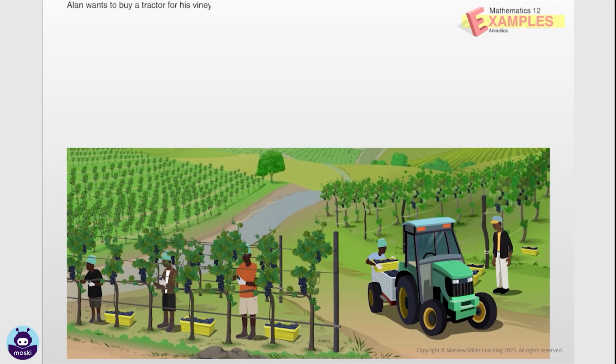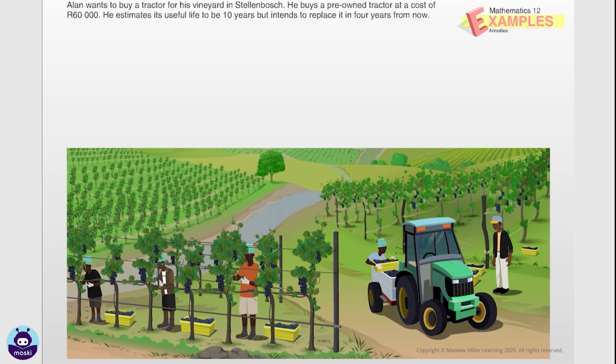Example 2. Alan wants to buy a tractor for his vineyard in Stellenbosch. He buys a pre-owned tractor at a cost of 60,000 rand. He estimates its useful life to be 10 years, but intends to replace it in 4 years from now. If Alan wants to use straight-line depreciation, what would be the rate of depreciation per annum?